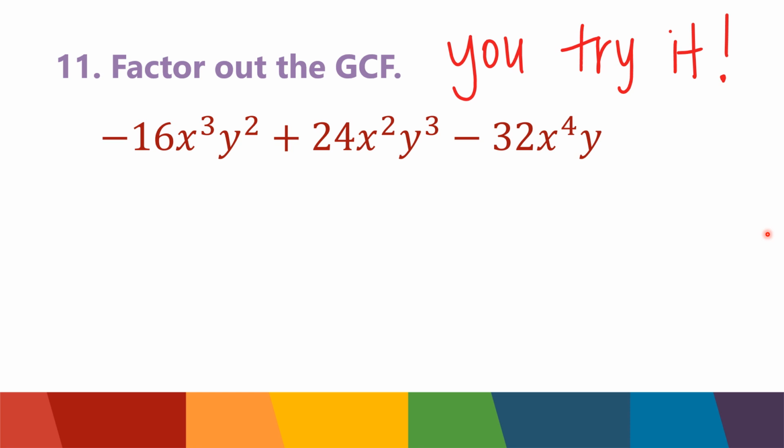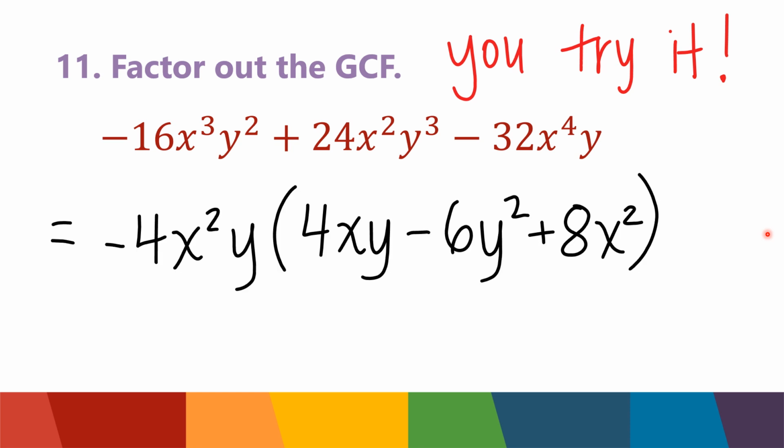Right, so our GCF is negative 4x squared y. If you didn't do negative 4, if you just did positive 4, that's fine. You could argue for either way. It doesn't really matter to me one way or the other. I factored out a negative so that this first term would be positive. That was really the only purpose.